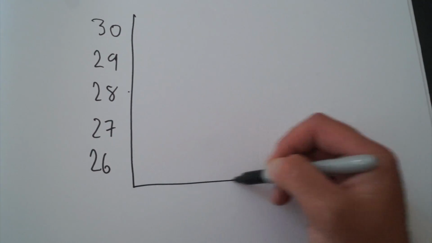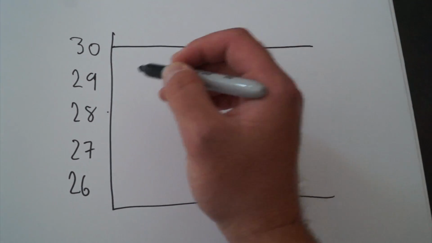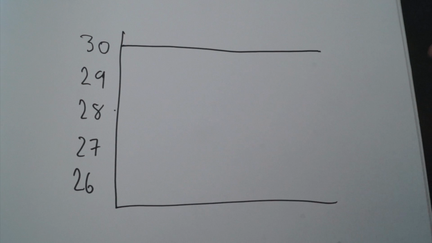So let's just draw this graph, and we know that 30 is the limit. That's where we want it. We want to drive at 30 miles an hour. That's where we want to get to.